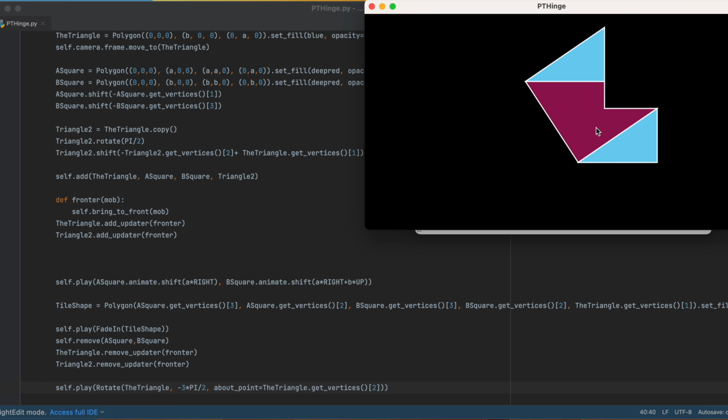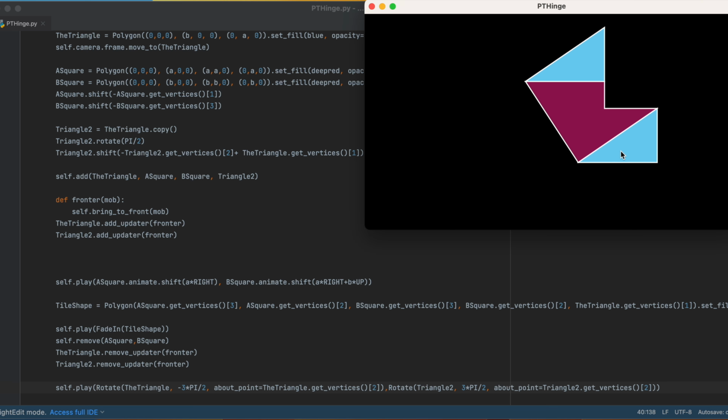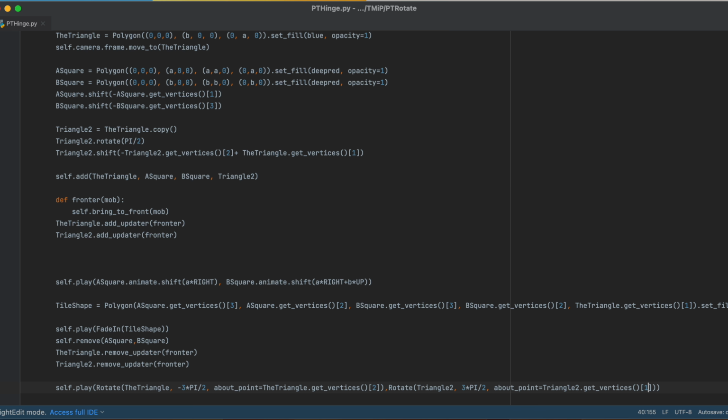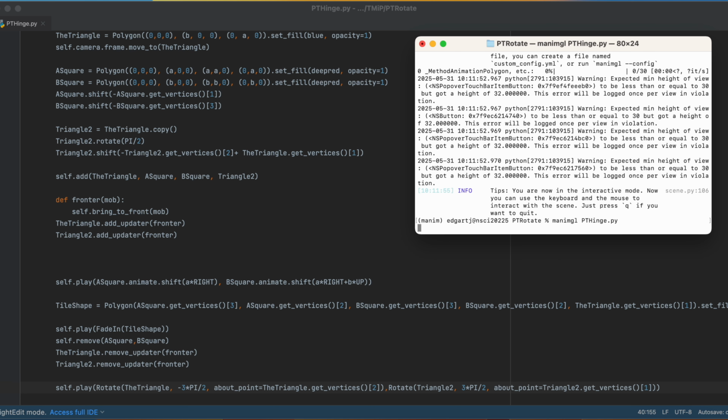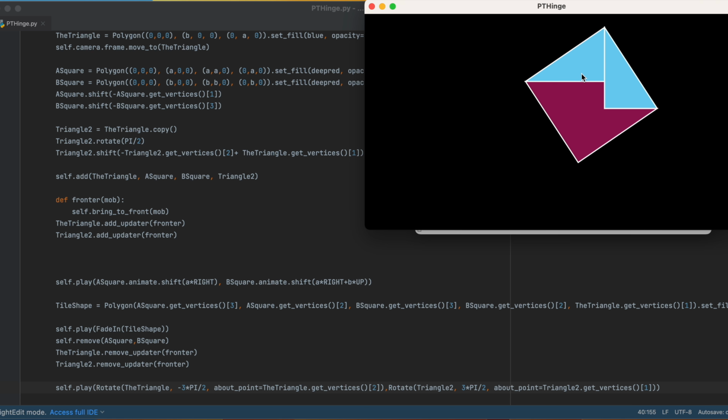There we go, and it rotates, and you can see it's going to form a nice square here in 1 second. All I have to do is at the same time rotate triangle 2. This one I do want to rotate the other direction, so 3 pi over 2, and I want to rotate it about its vertex here, which I believe is its first vertex. So let's see if we've done that right.